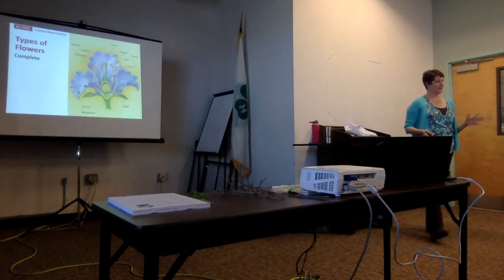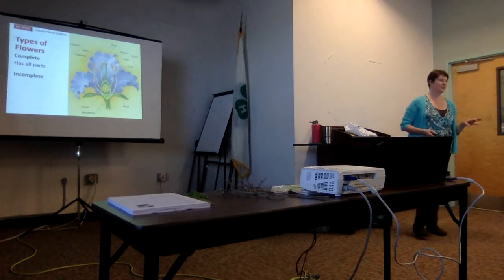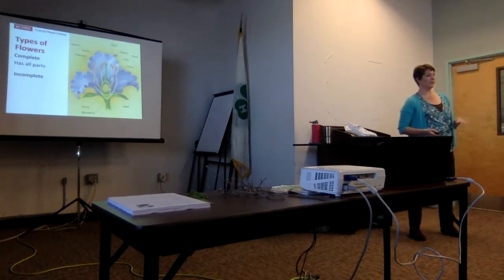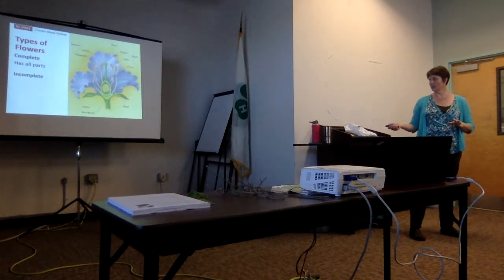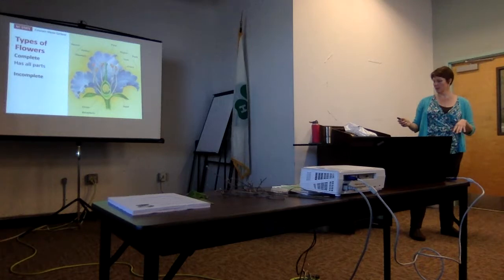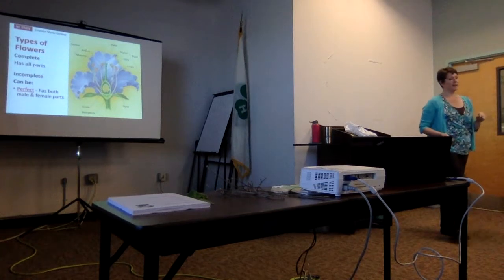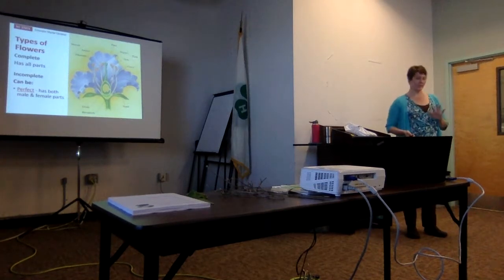Because we have some plants that have complete flowers, meaning they have all these parts, and we have other plants that have incomplete flowers, so something's missing. It can just be lacking the sepals, and it's an incomplete flower. To us, it would still just look like a normal flower. But botanically, it would be incomplete. Where it really becomes important for incomplete flowers is whether or not they're perfect or imperfect.